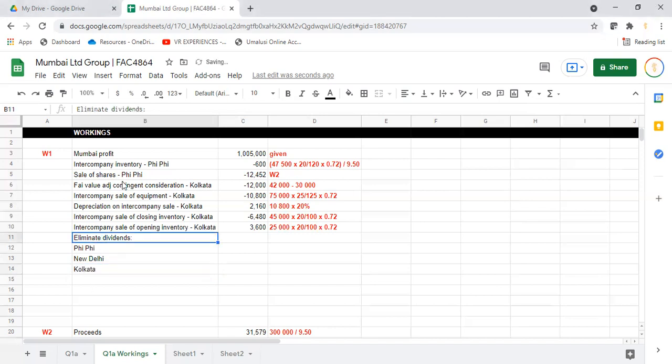So this is elimination of ordinary dividends. And then we have to eliminate preference dividends. Okay, so let's do eliminate ordinary dividends for Fifi.